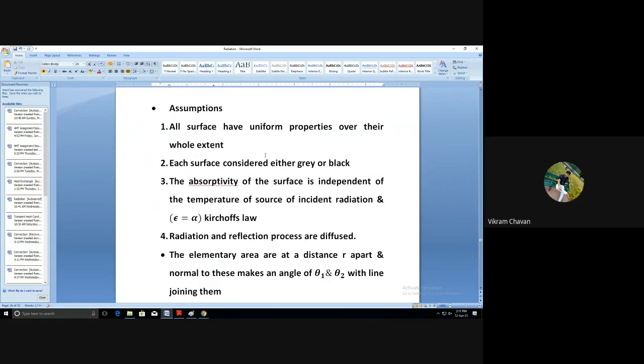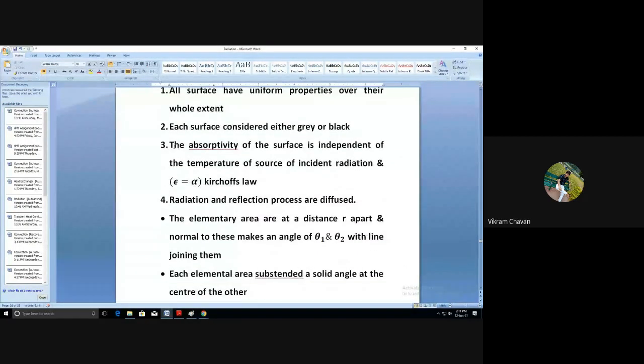Then each surface is considered either gray or black. So we know that a gray surface means what? The uniform properties are obtained related to the radiation heat exchange from that body. Such a body will be considered as a gray body, and a black body is nothing but the body which will absorb all the radiation. So we have to consider that the body is either gray or black. Now we are dealing with the black body.